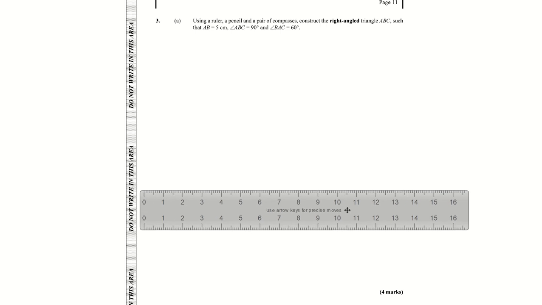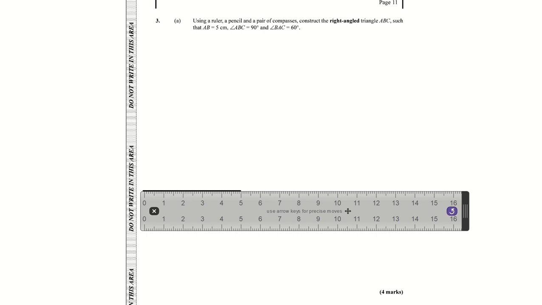Alright, so first off they told you that AB is 5. So I'm going to use my ruler here and measure 5. So from, oh, not here, let's use the line. From this line here, we want 5. Right? So then I'm going to remove my ruler. I don't need this anymore.